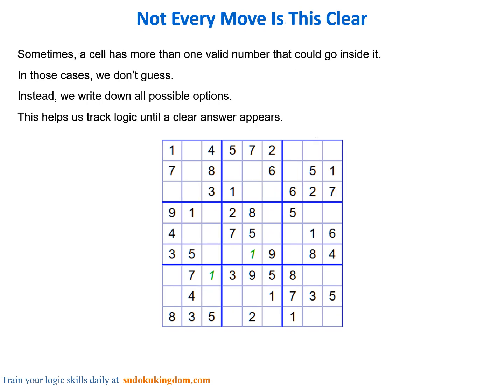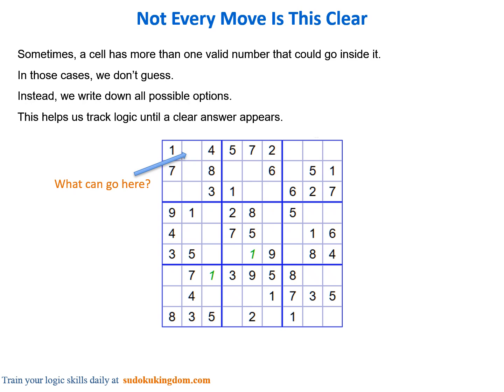Not every move is this clear. Sometimes, a cell has more than 1 valid number that could go inside it. In those cases, we don't guess. Instead, we write down all possible options. This helps us track logic until a clear answer appears.